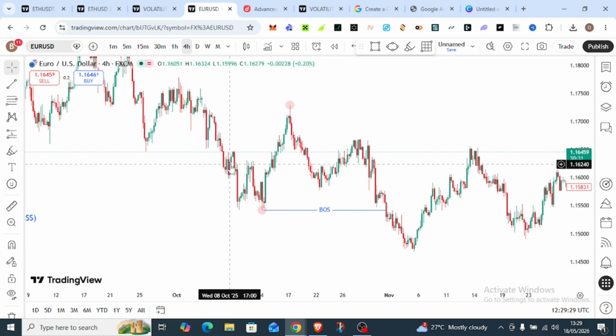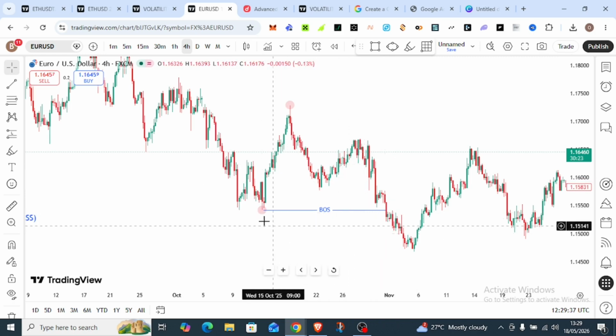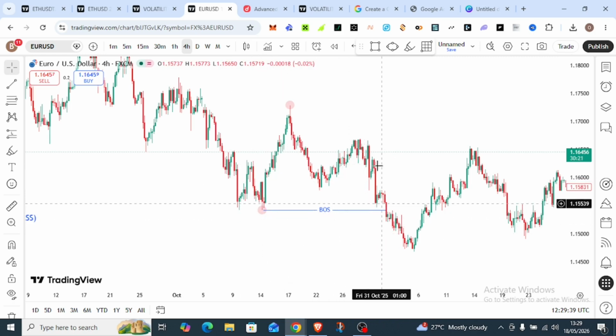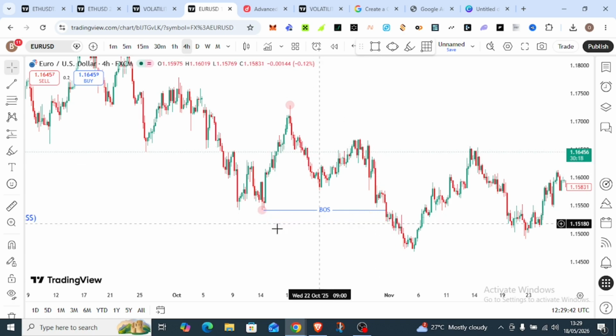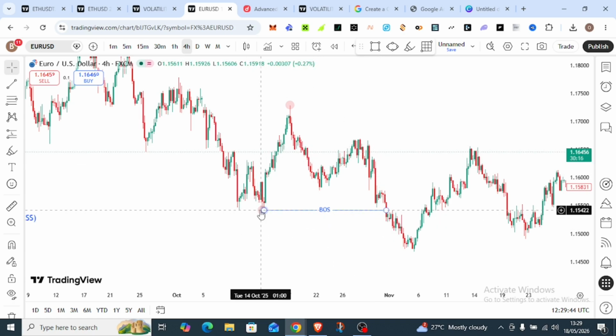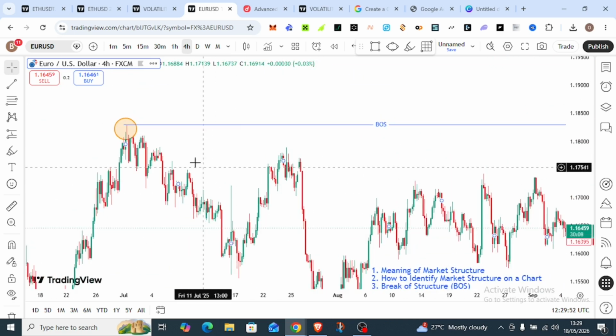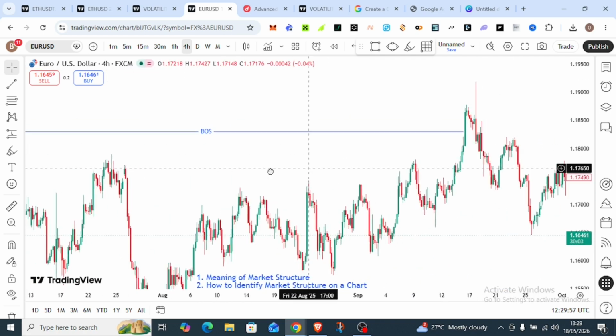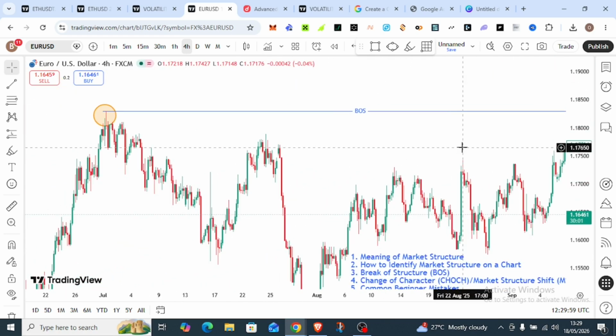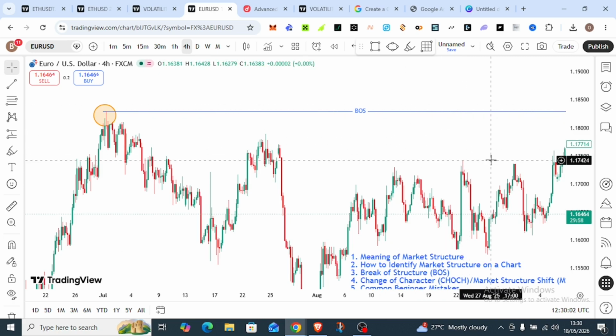A break of structure happens when price breaks a previous swing point, just like I've explained here. Here is a lower low. This candle broke and closed below the swing low here. The same thing applies here. Price broke above this swing high here and closed above it. So that's why we have break of structure here. That is how to know a break of structure.